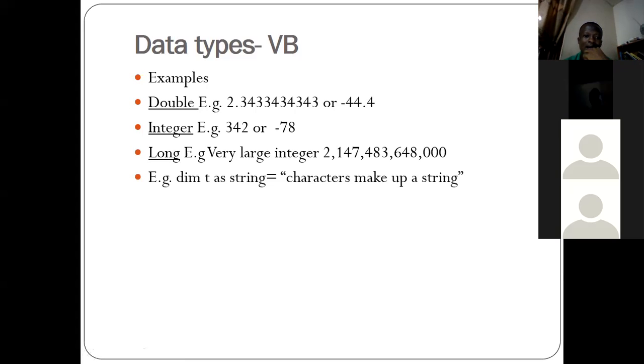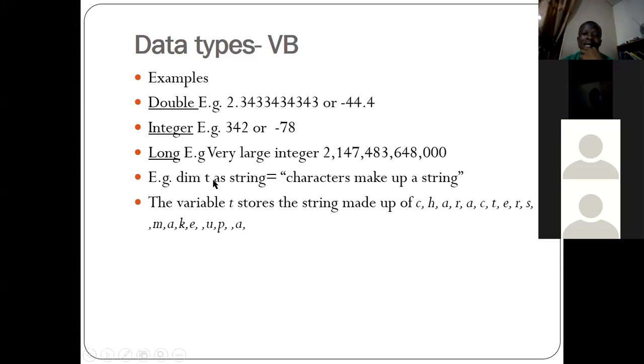All right, so we can have an example. Dim T as String. That means it stores characters inside the computer. Create that space and then store values there. The variable T stores a string made up of characters. So now you see that what is stored is characters, not the way you read it, but it's storing all that in that variable.